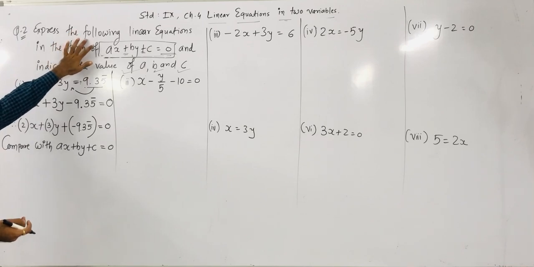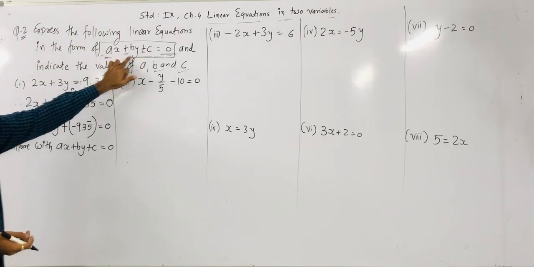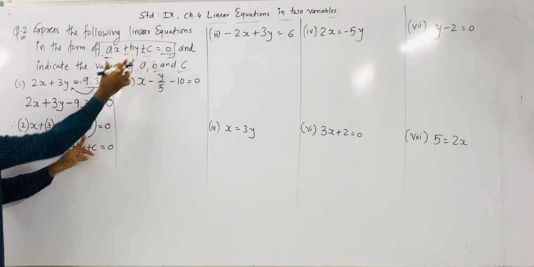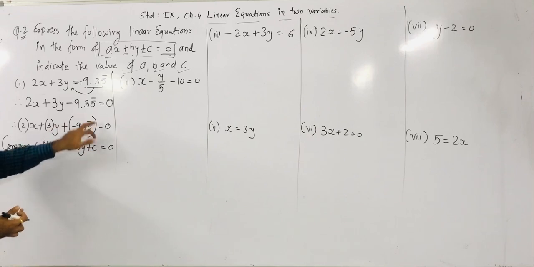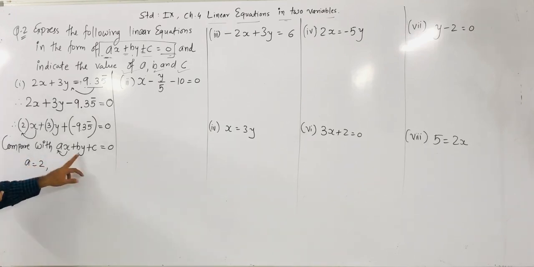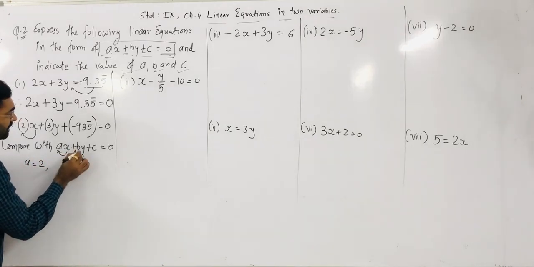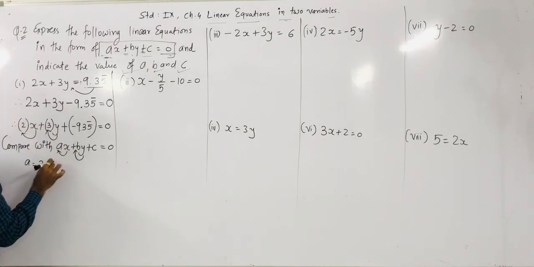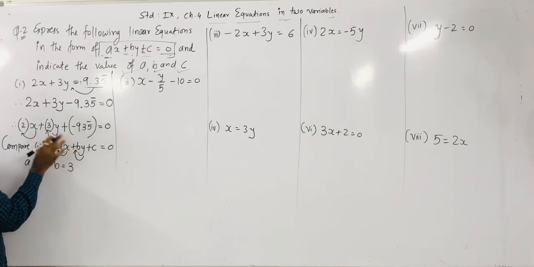For the question, whatever linear equation is given, we have to form it in this form, ax plus by plus c. After that we have to compare. The x coefficient is a, and here the x coefficient is 2, so a is equal to 2. In the general form the y coefficient is b. In the given equation the y coefficient is 3, so b is equal to 3.